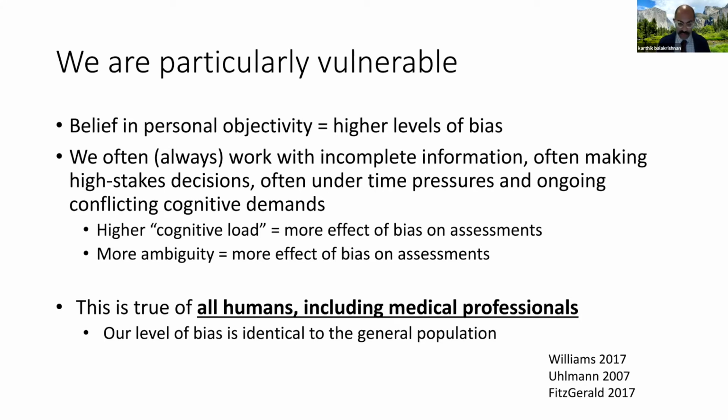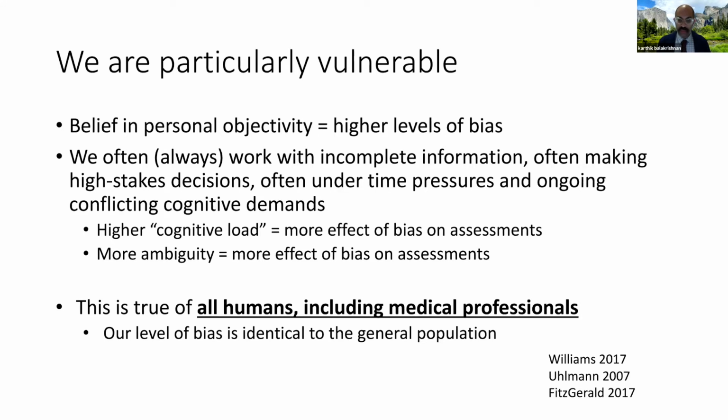And for all of us, we work with incomplete information. We're often making high-stakes decisions. They're often under time pressures and often done under the influence of conflicting cognitive demands. And it turns out that not only does being apparently objective increase your level of bias, but having higher cognitive load also allows bias more room to affect our assessments of other individuals. Furthermore, ambiguity compounds that problem. When things are cut and dried and very clear, there's not a lot of room for bias because the decision is kind of made. But when there is ambiguity and uncertainty, bias really comes out to play.